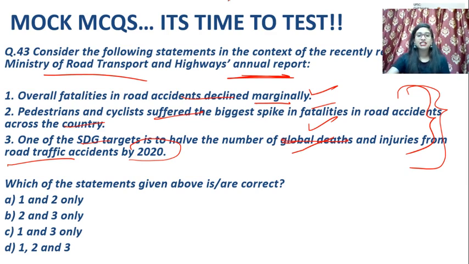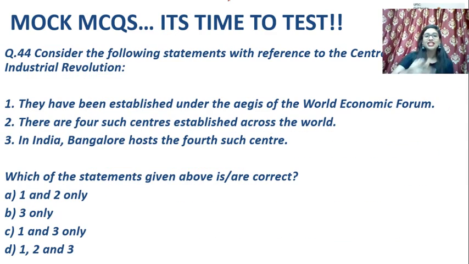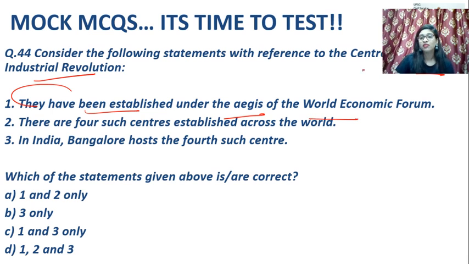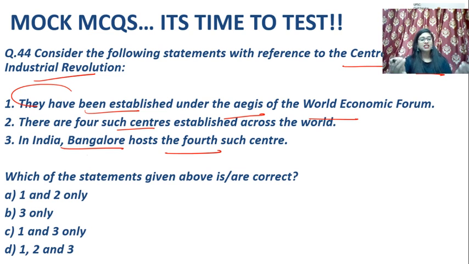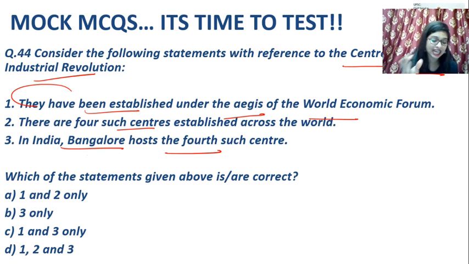Okay, anyways. Moving on to the next one, guys: consider the following statements with reference to the Centres for the 4th Industrial Revolution. Look at the keyword: 4th Industrial Revolution. Option 1 says they have been established under the aegis of the World Economic Forum. We are talking about the centres. The second says there are 4 such centres established across the world. And the third says in India, Bengaluru hosts the 4th such centre. Think and give the answers, guys. Quickly give me the right answers.